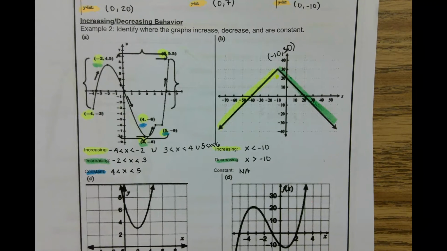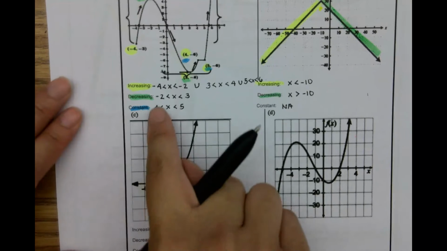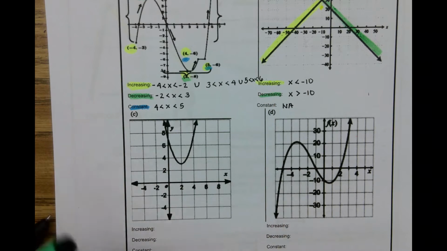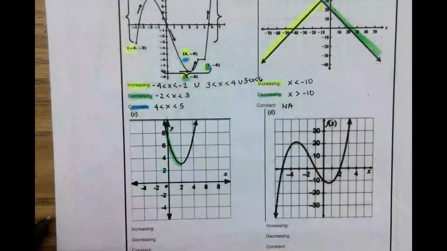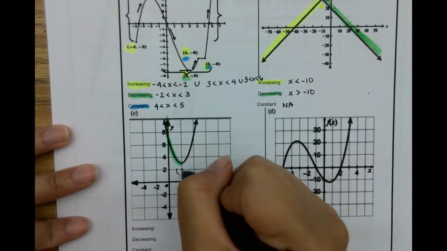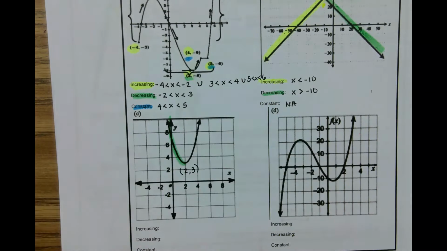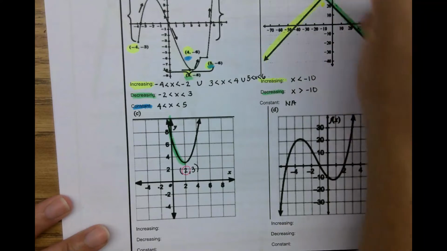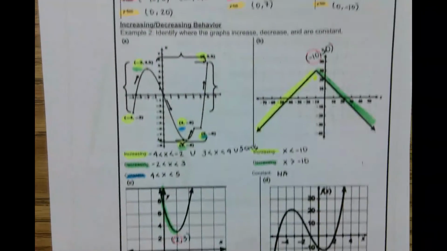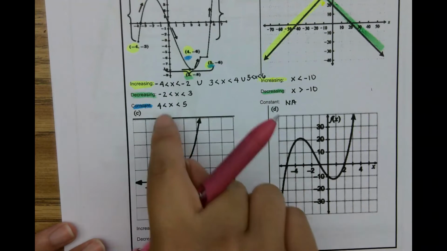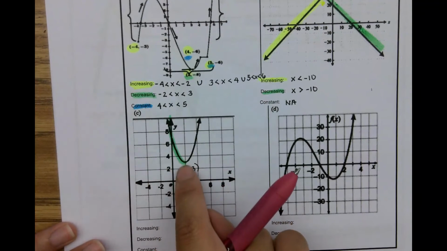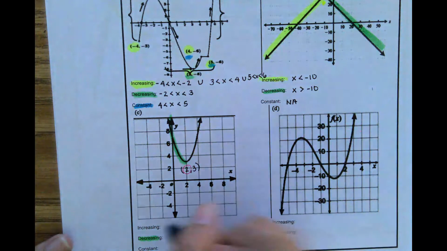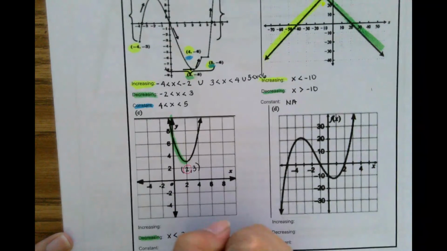Okay, so let's try another one. Again, I trace from left to right. So here, I'm going down. So this is decreasing. This point here is (2, 3), but again, all I'm looking at really is that x value. Same thing with here. I was just looking at the x value of where it's happening. So it is decreasing from all my small numbers up till 2. So it is decreasing wherever x is less than 2.